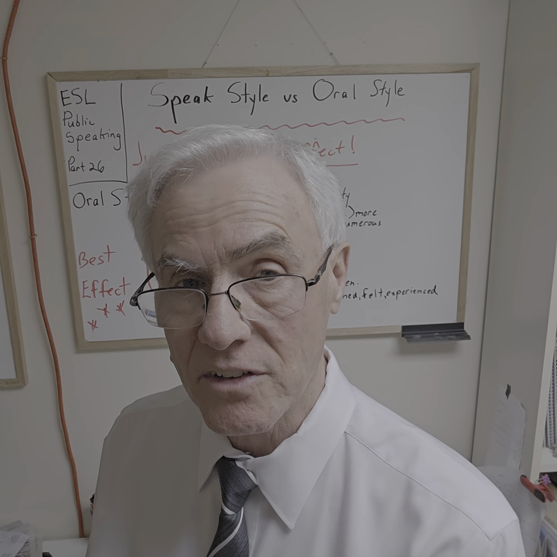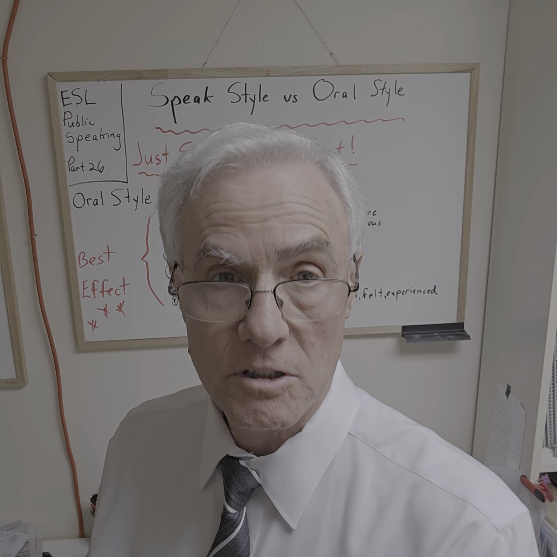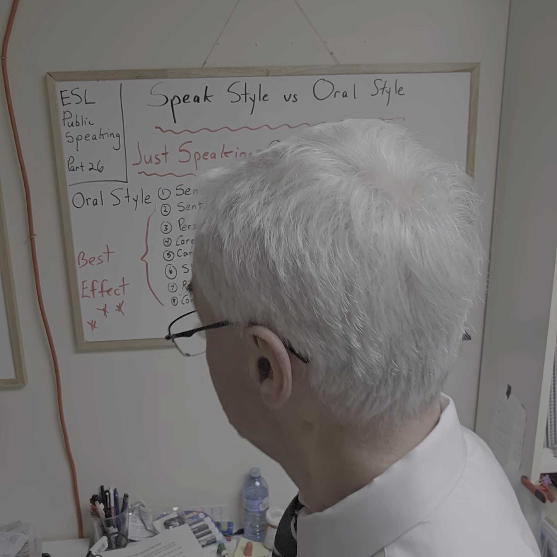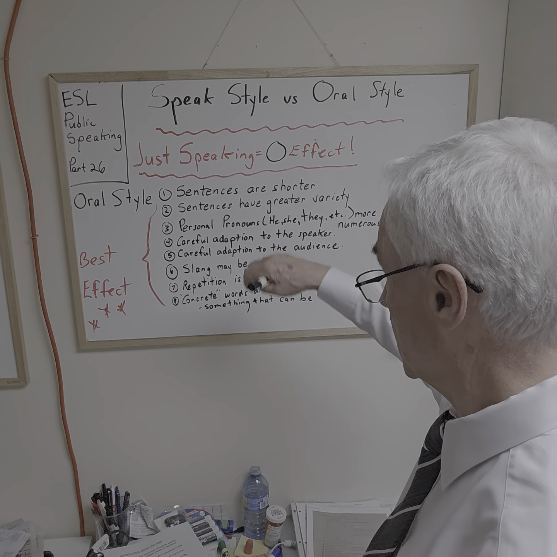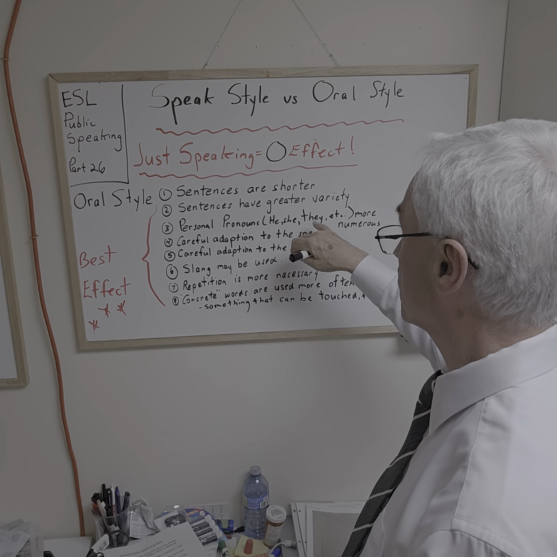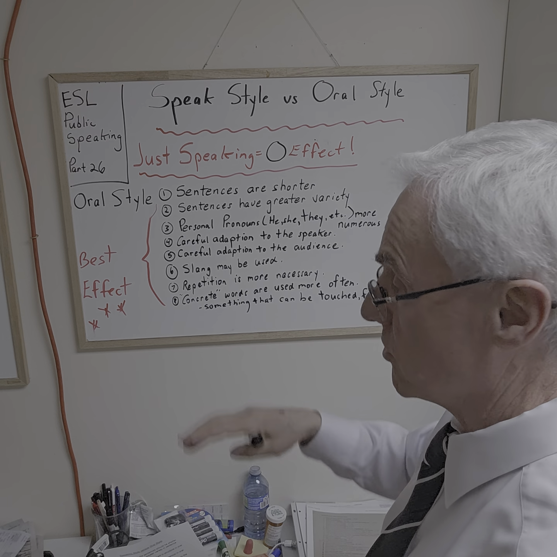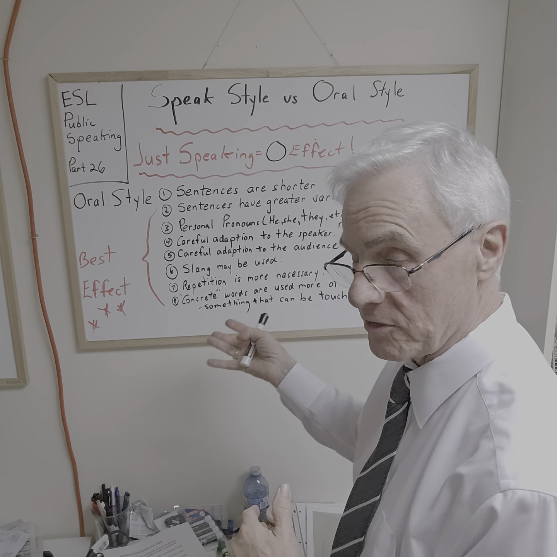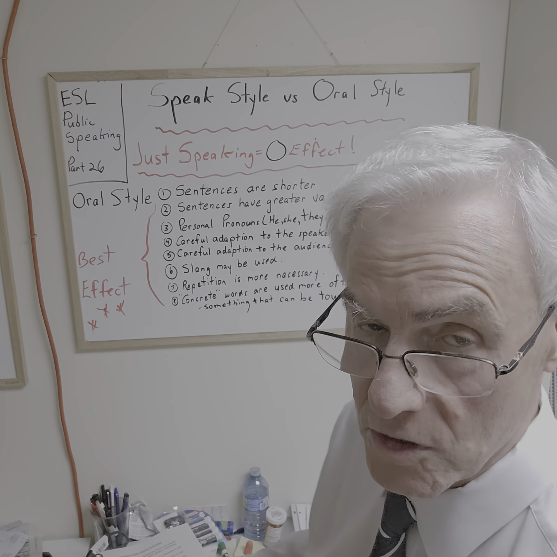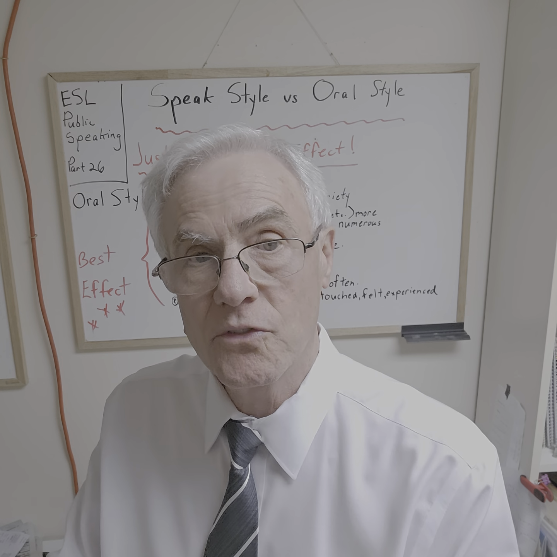Oral style is different than just speaking. All right? Huge difference. In reflection, sentences are shorter, with variety. You can use he, you, she, they, and so on. Careful adaptation to the speaker and the audience is greater. Repetition I talked about, and concrete words are good. Overall, it's a better effect.